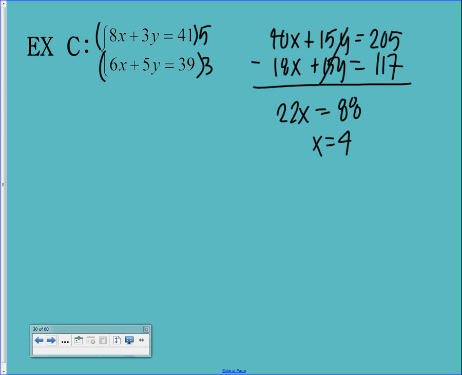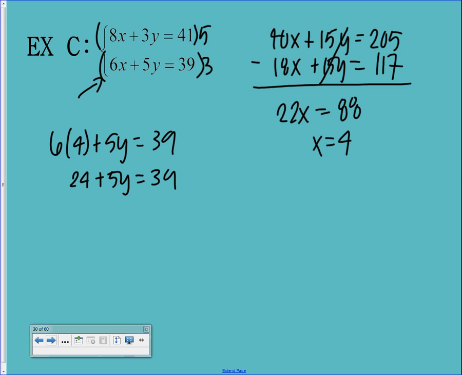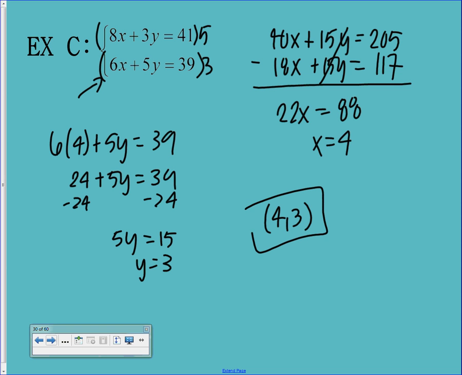Again, I need to plug it into one equation. It does not matter which one I pick. So I'll go ahead and pick my second equation here. So I've got 6 times 4 plus 5y equals 39. So that's 24 plus 5y equals 39. So I'm going to subtract 24 from each side. So I've got 5y equal to 15. So y would equal 3. So my final answer is the ordered pair (4, 3).